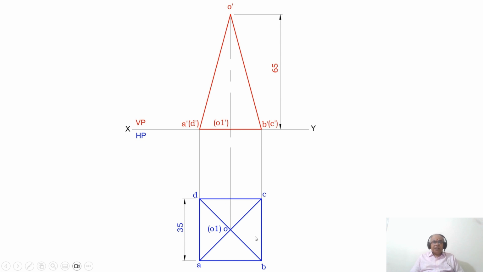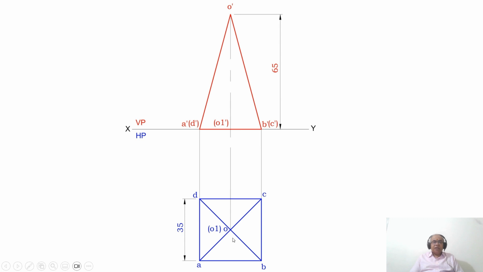But when you come to the height, it is always seen in the front view. If you look from the front view, we can see the height of the pyramid. The pyramid will always start from the center and extend on either side to the base corners. So here the height is considered from the XY line. You measure 65 mm to mark that point and join these two points. Since it is a pyramid, the front view becomes a triangle and the top view becomes a square. And here the diagonals are drawn with a dark line.